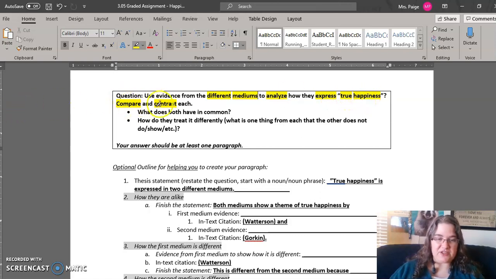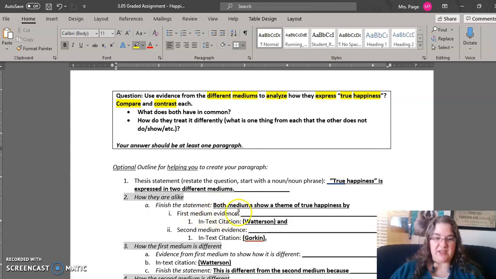And we're going to compare and contrast, but we don't have to say that in the thesis statement because we're already saying that this is what we're looking at. All right, then you look at how they are alike. So you're going to finish this statement with the evidence. You don't even have to add more because you're just saying how they show true happiness.